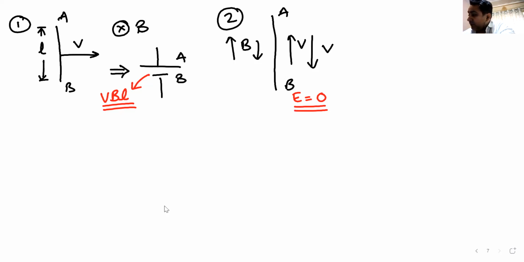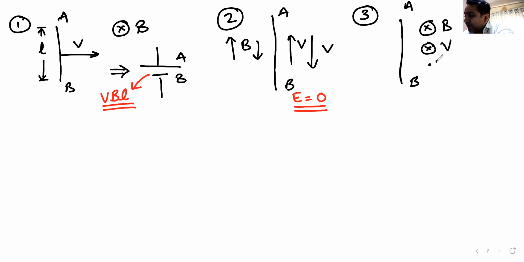Yes. Scalar triple product. Remember scalar triple product. I have A and B like this. I have magnetic field inside. I have V also inside. Or V outside or magnetic field outside. In this case, what will be the induced EMF? 0. Why 0? Parallel or anti-parallel.